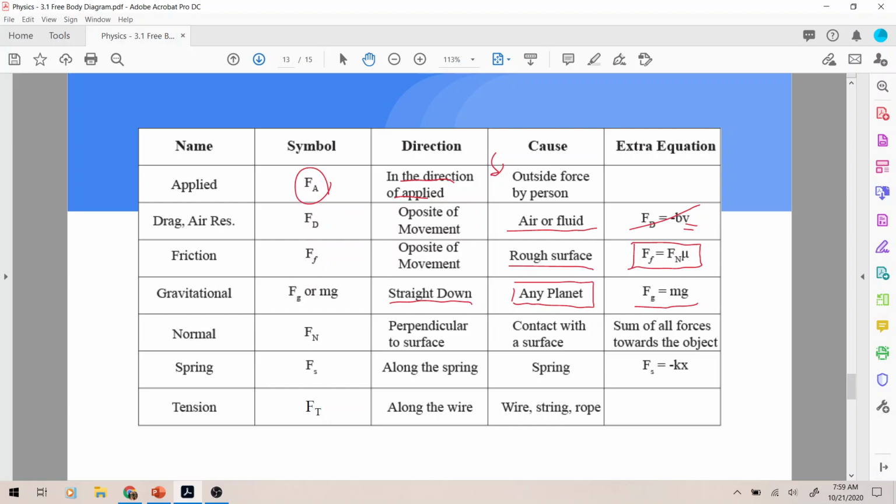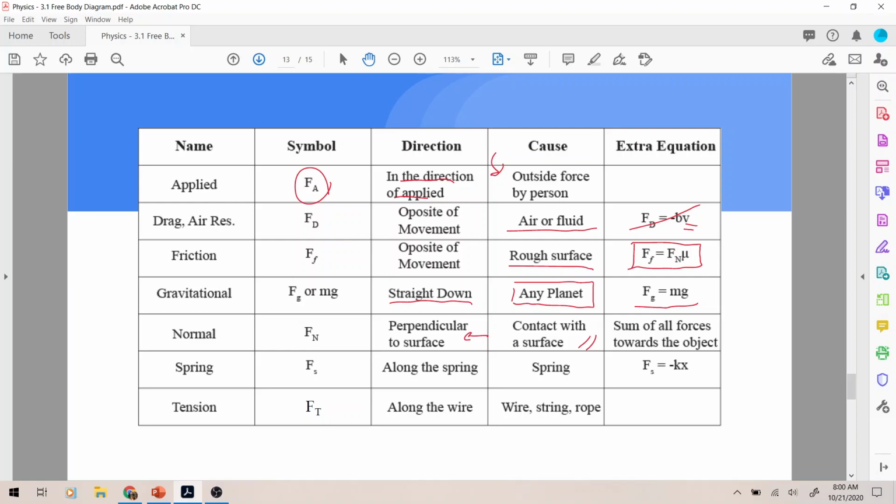All right, normal force, what is the direction? Perpendicular to the surface. When do you have a normal force? When you have contact with a surface. What is the equation? There's an extra equation, but it is the sum of all forces towards the object.